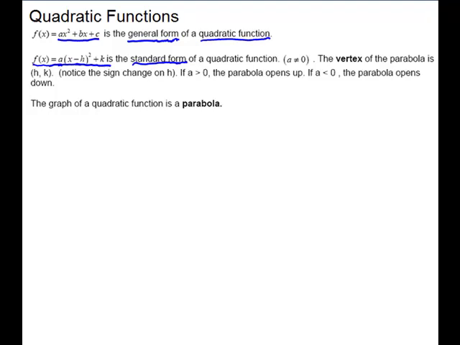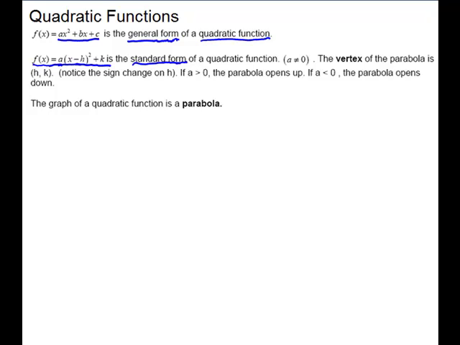Quadratic functions. f of x equals ax squared plus bx plus c is the general form of a quadratic function. This should be familiar to you because we've worked on quadratic equations, but we're going to concentrate on the graph of a quadratic function here. So this is the general form.